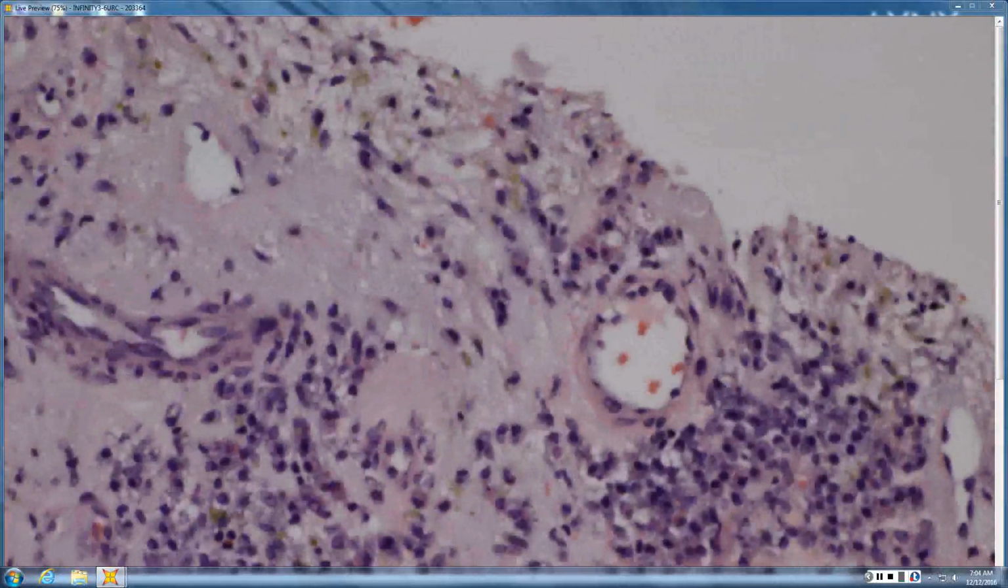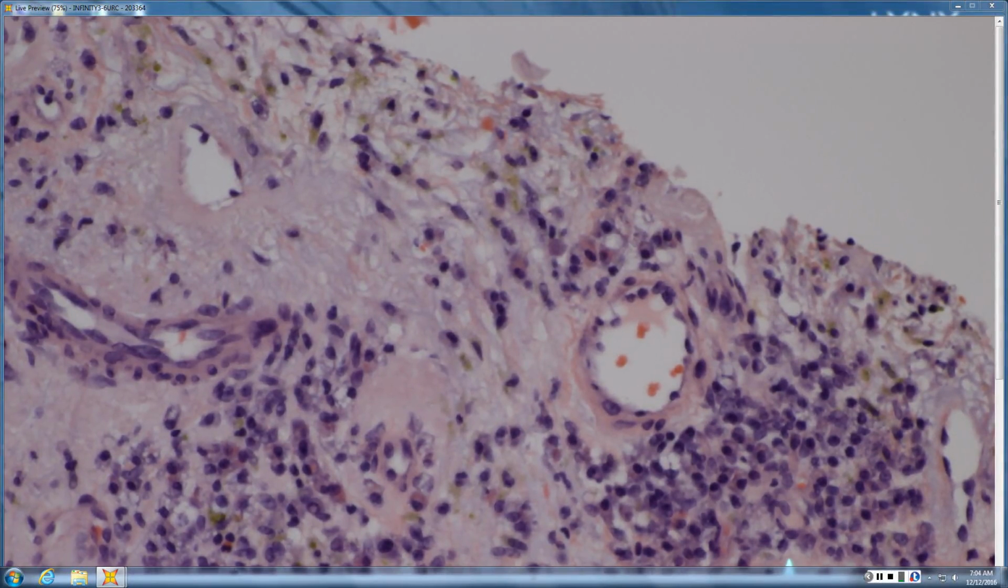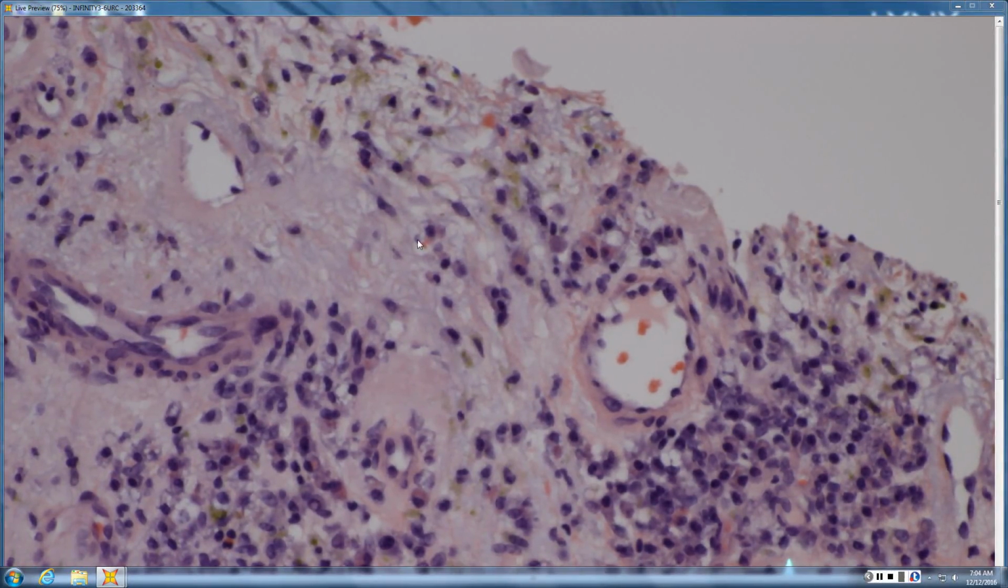What else do we have in here, though? Plasma cells. So that's also a nice tip. This is the nodular. And what does that mean? What type of implications does that have? Do we have to worry about this one?